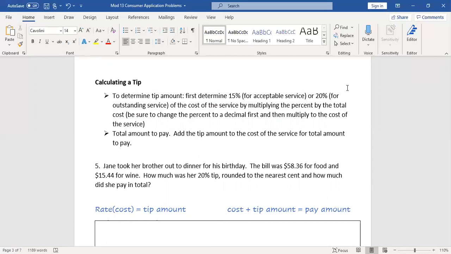Total amount to pay: add the tip amount to the cost of the service for the total amount to pay. Some services will then also include a tax, but for this particular problem, we're not going to worry about the tax. We're just going to worry about the tip.